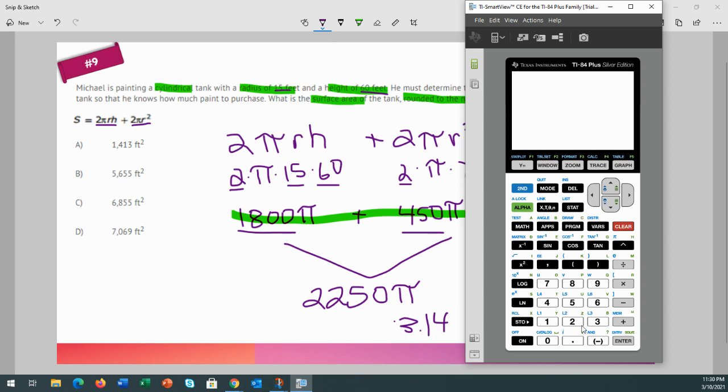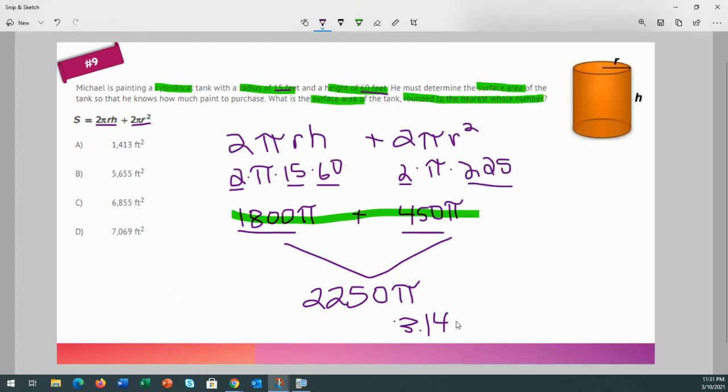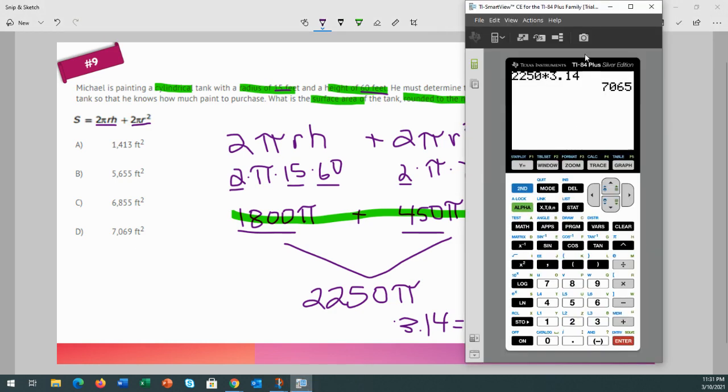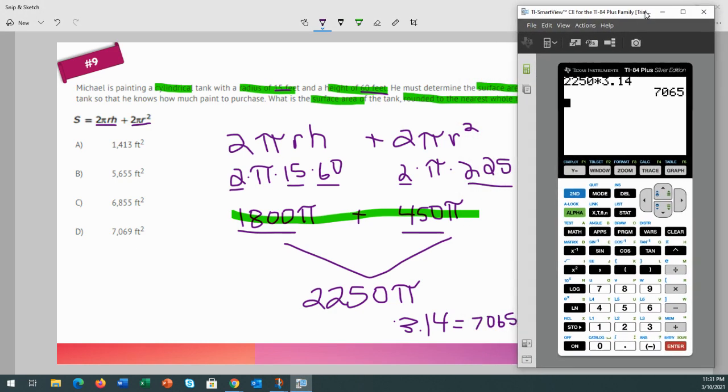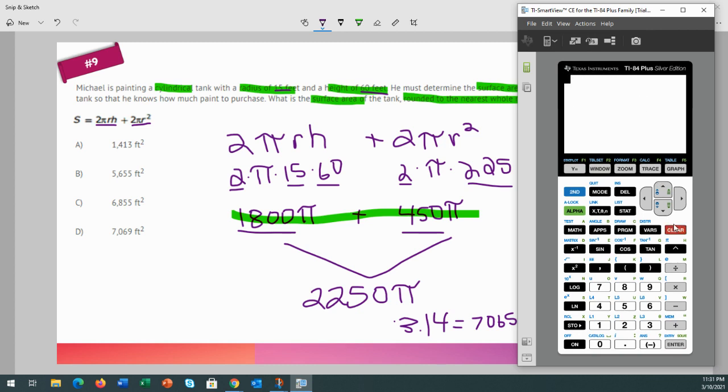So let's say you want to just do 3.14 for pi, because that's what you're comfortable with. So 2250 times 3.14 gives you 7,065, okay? So I'm just going to make a note here. If I use 3.14, I get 7,065. I don't see 7,065, but boy, D gets close, doesn't it? So watch the difference when we actually use the full value of pi.